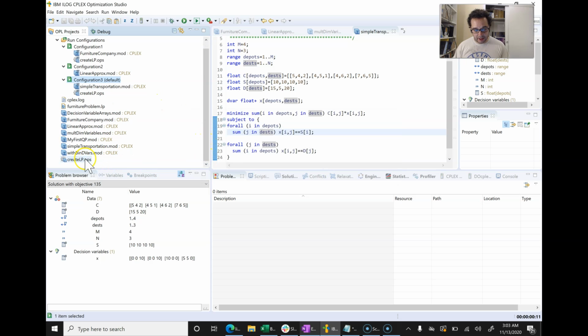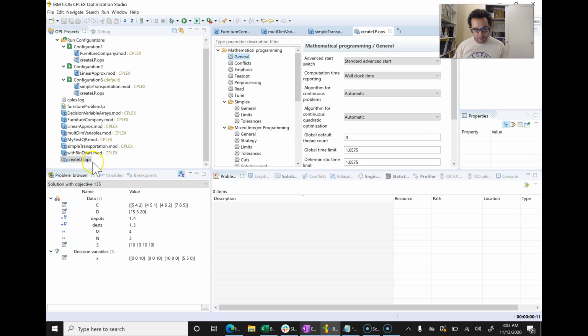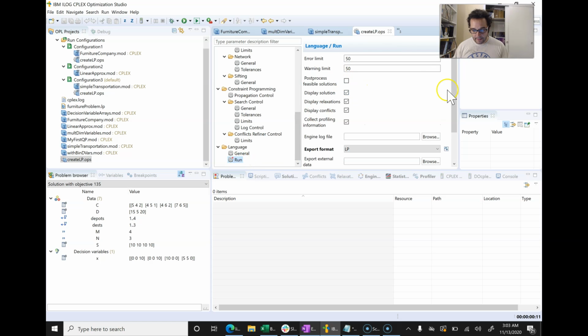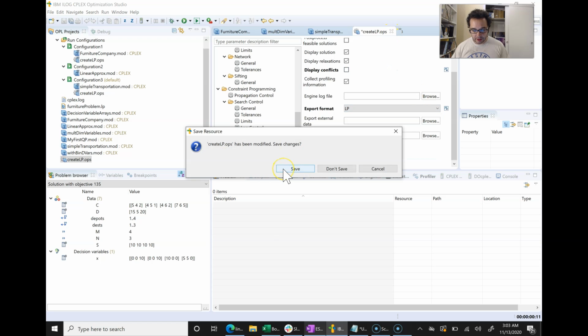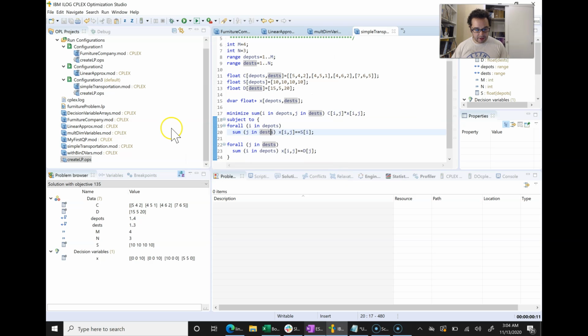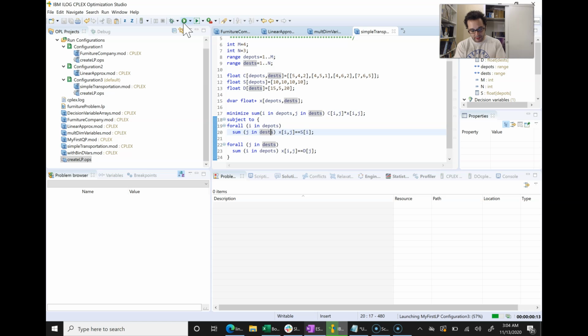Now, the key setting that you have to change in the create LP OPS, so I just double clicked it, is you're going to want to go to run. And here you can see there's an export format LP. And so that should do it for you. So just set this to LP. Okay, so I'm going to close this. I'm not going to save it because I didn't really change anything. But again, I drag this into the configuration that I'm running. So let's go ahead and run that.